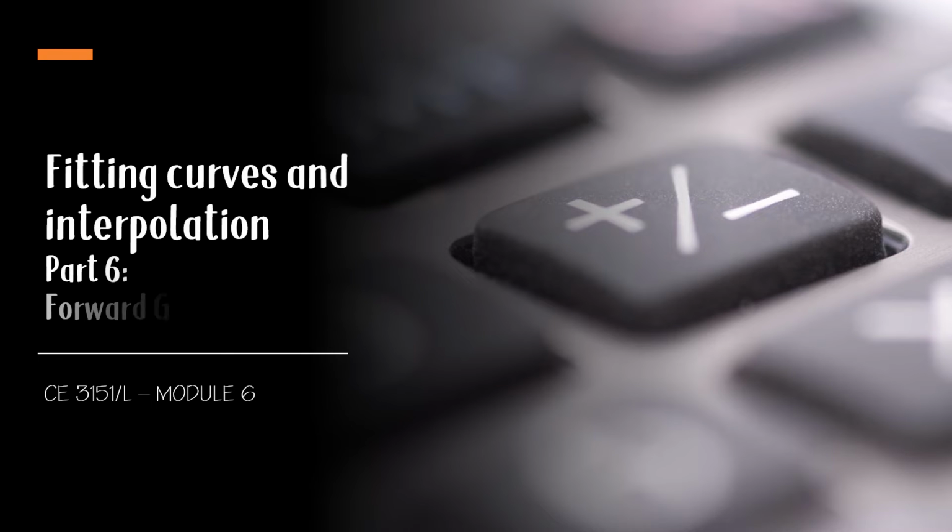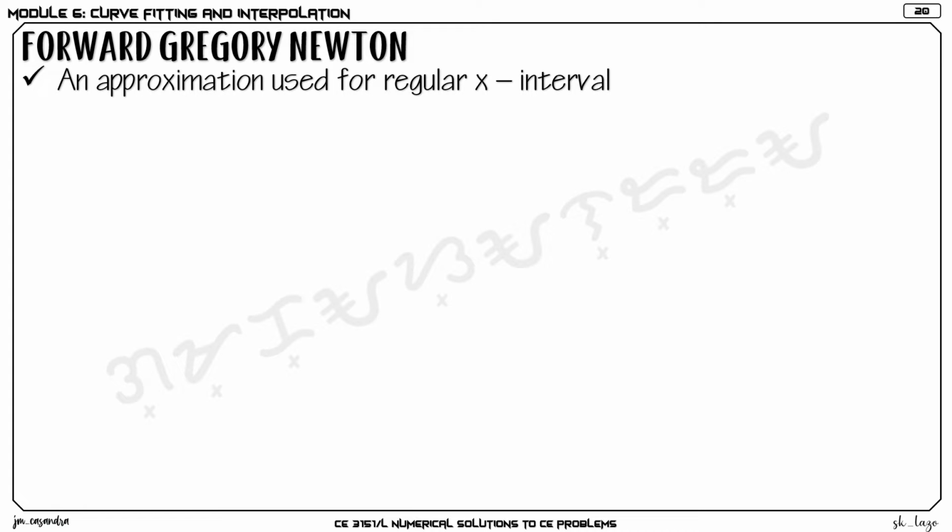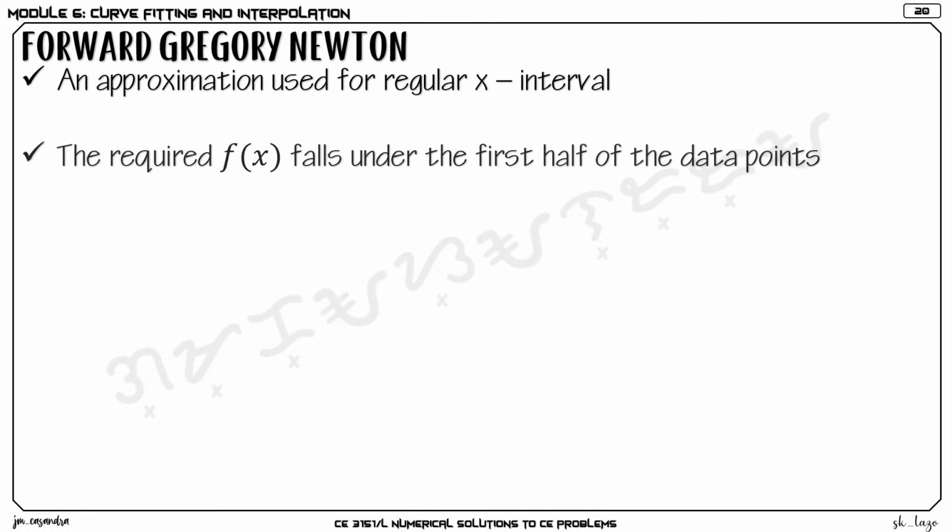Pleasant day to everyone. Today we're going to discuss part 6 of module 6 of subject CE3151, fitting curves and interpolation. In this lecture, we're going to discuss one of the interpolation methods for polynomials, which is forward Gregory-Newton. The forward Gregory-Newton method is an approximation using regular x intervals.